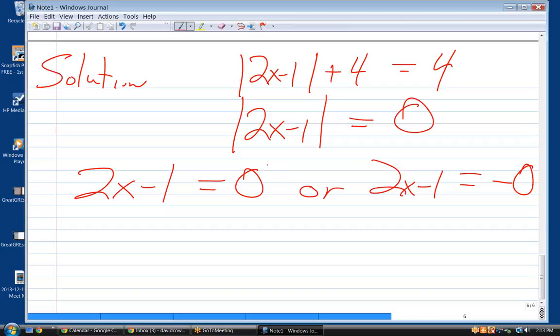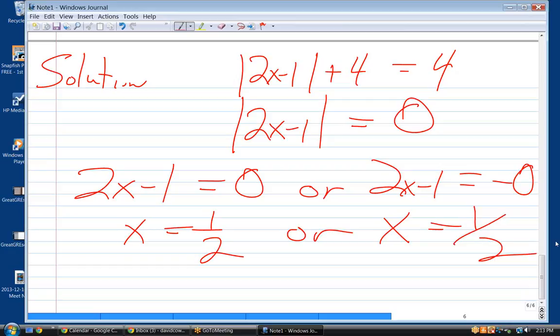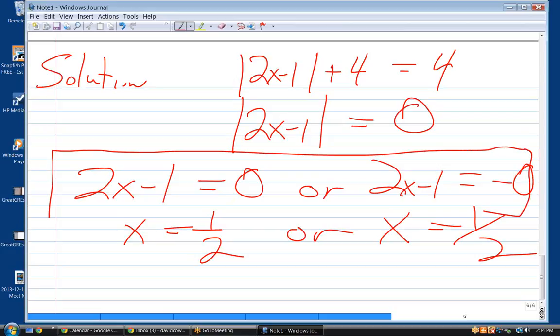So in other words, you don't get two solutions here. You only get one. Okay. And x is equal to 1/2 or x is equal to 1/2. Okay. If you plug that back in, you see that that's true. Plug in x equals 1/2, you get 1 minus 1, which is 0, plus 4 equals 4. Okay. But the key is this step right there.